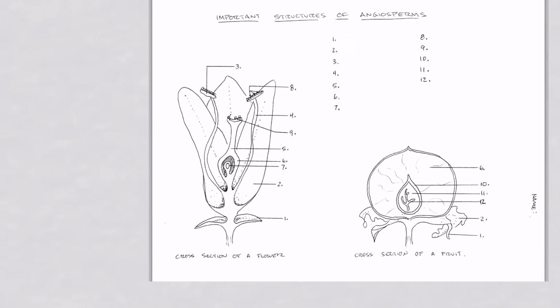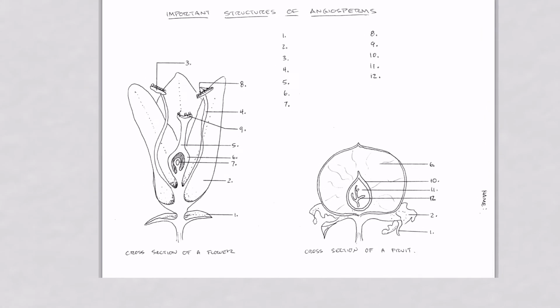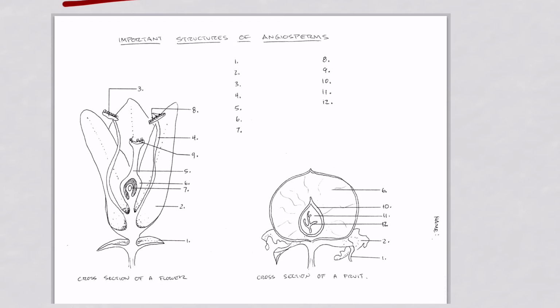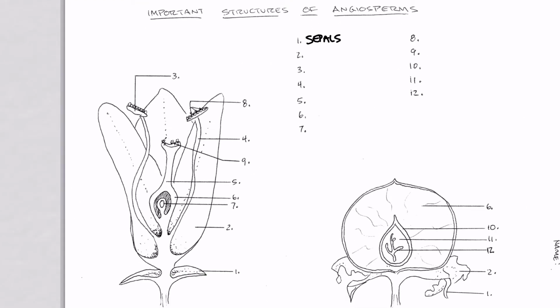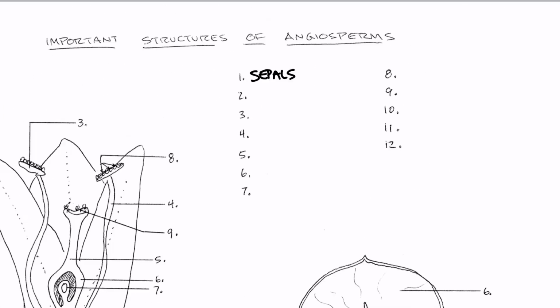Okay, so let's start with the flower, because the flower actually comes first in the process of reproduction. And let's start with number 1 down here at the bottom. Structure 1, these are called sepals. Sepals are protective coverings that open up and release the flower. A lot of people peel them off when they have flowers on display. Number 2 is relatively obvious, those are the petals.